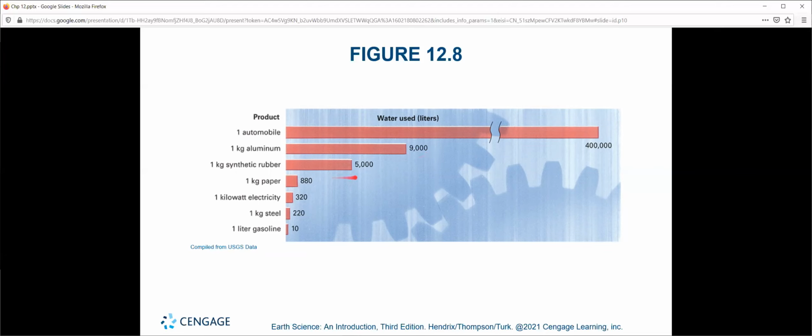1 kilogram of synthetic rubber, 5,000 liters of water. How much rubber is there in the tires of your car? Think about the water usage involved in that. And again, I want to stress, there is a conversation of consumption versus withdrawal. So not all this water necessarily is not returning to its aquifer source, but we do have that component to consider.